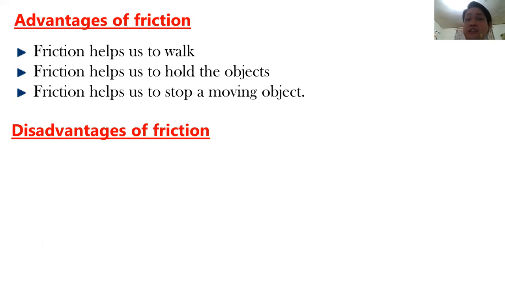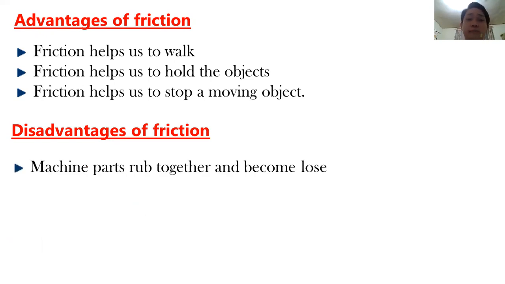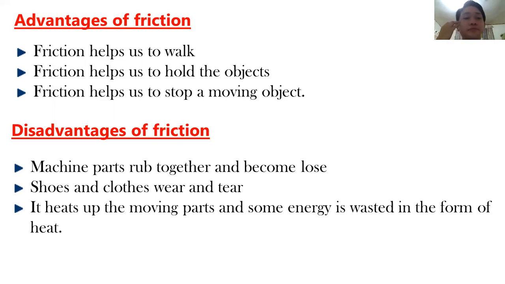Now let's proceed to the disadvantages of friction. What are the disadvantages of friction? Machine parts rub together and become loose, and shoes and clothes wear and tear. What else? It heats up the moving parts and some energy is wasted in the form of heat. These are the disadvantages of friction. I guess we don't have much time, so we will end here.